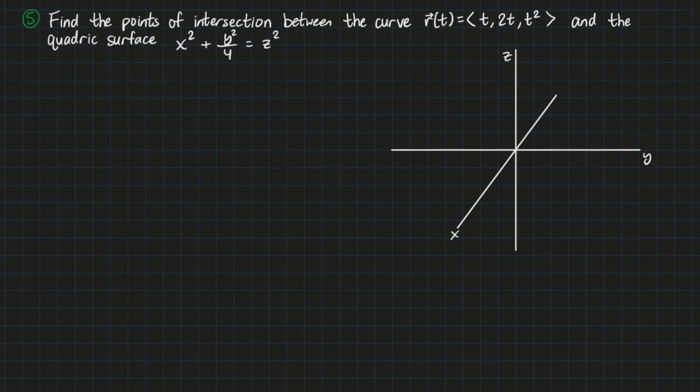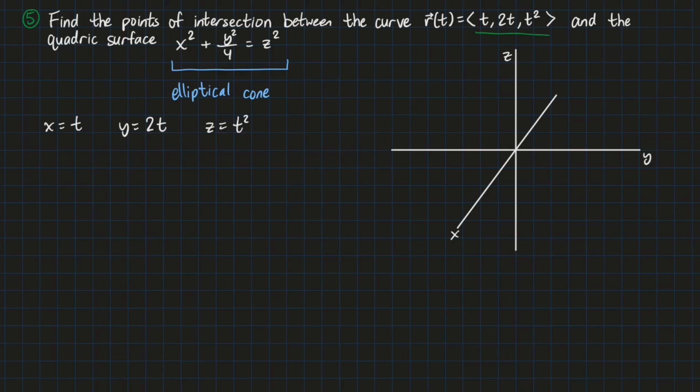Number 5, find the points of intersection between the curve r of t equals t, 2t, t squared and the quadratic surface x squared plus y squared over 4 equals z squared. So from the last video, we are able to identify that this quadratic surface is an elliptical cone. And then from the component functions of r of t, we can say that x equals t, y equals 2t, and z equals t squared.